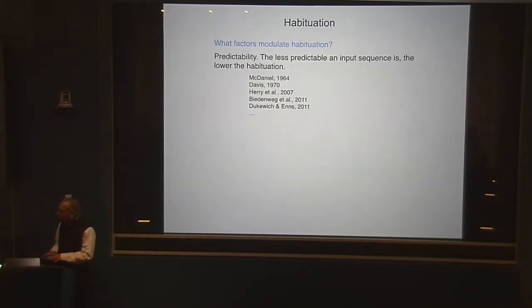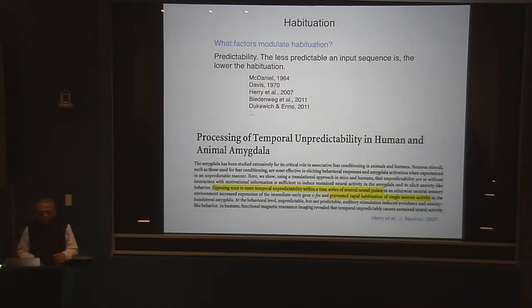The less predictable a stimulus is, the lower the habituation that it elicits. And there is a lot of experimental evidence that supports this. Here's one particular one. Even at the level of single unit recordings, you find that if an animal is being exposed to unpredictable temporal beeps, you see much lower habituation in the response of a neuron than if it were to be a regular sequence.